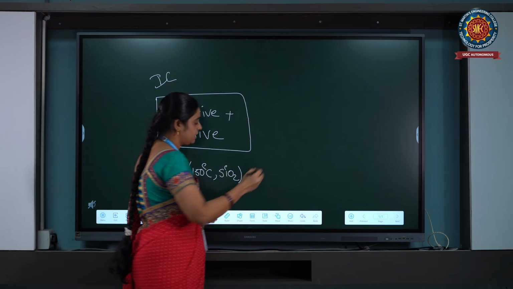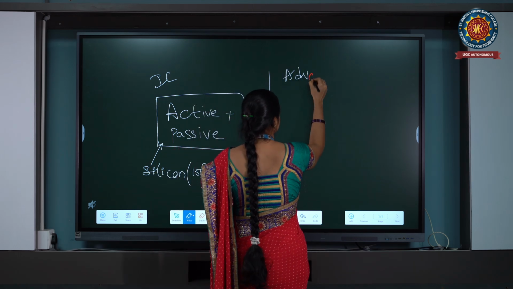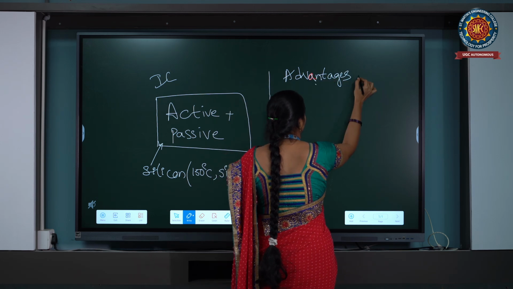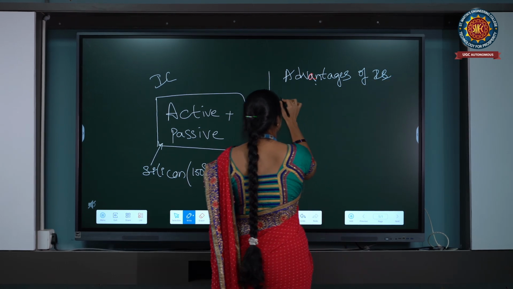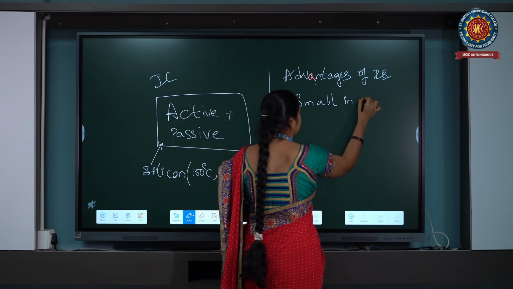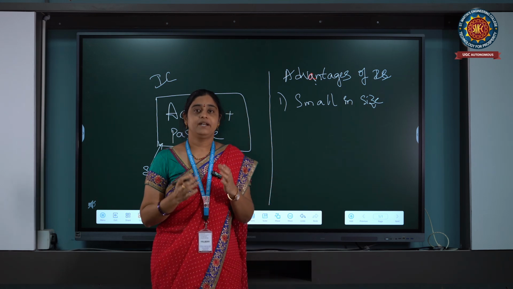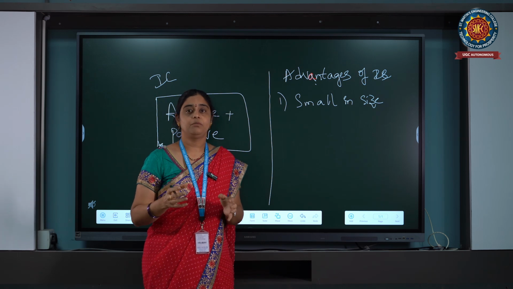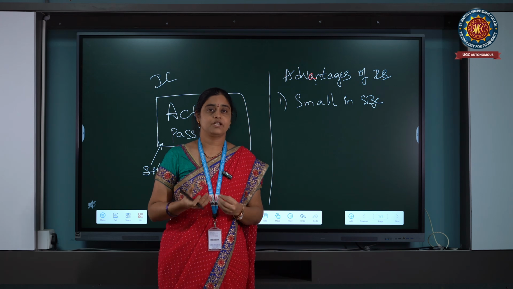So what are the advantages of an IC? Let us see the major important advantages of an IC. As we have discussed earlier, ICs are small in size. So we can increase the equipment density. By increasing equipment density in a chip, we can accommodate millions of components and we can make new different types of circuits.